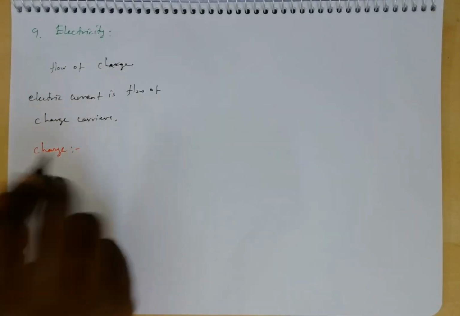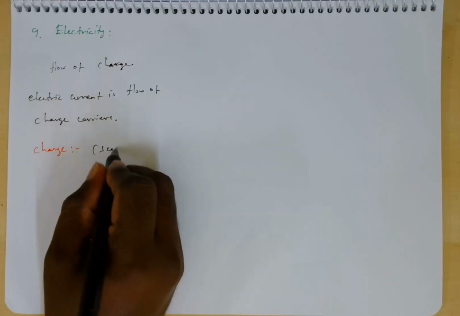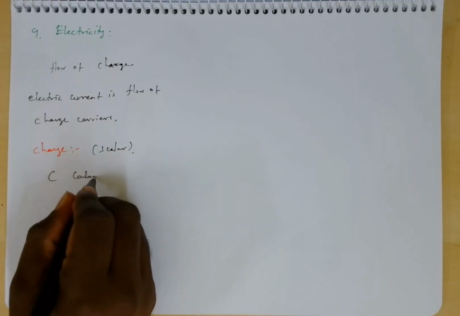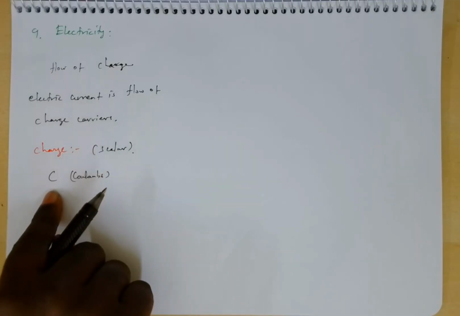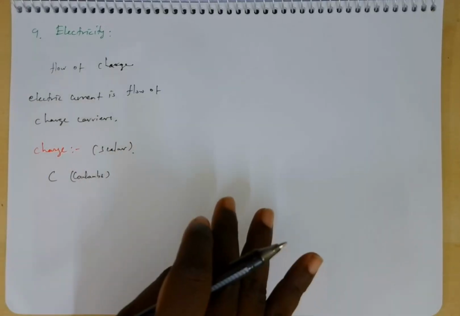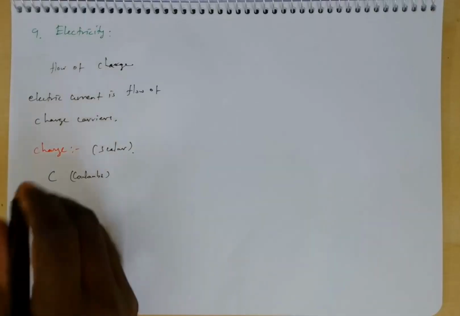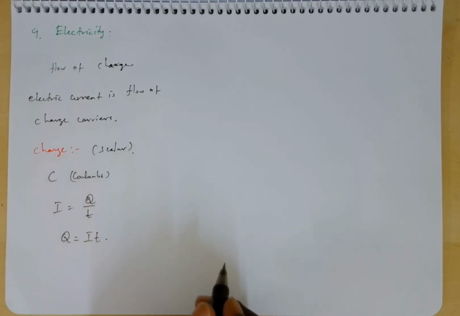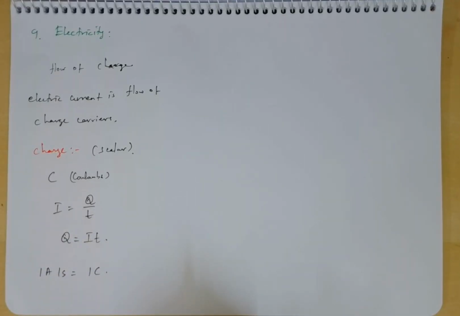So the charge is a physical quantity. It's a scalar. Its SI unit is coulombs, capital C. This is an SI unit, but not an SI base unit. Charge is not one of the 7 fundamental quantities; it is a derived quantity. It is derived from I equals Q by T. From this equation, we can derive charge as I into T. So 1 ampere for 1 second is 1 coulomb. It's just ampere second. In real life, 1 coulomb is a very big number.